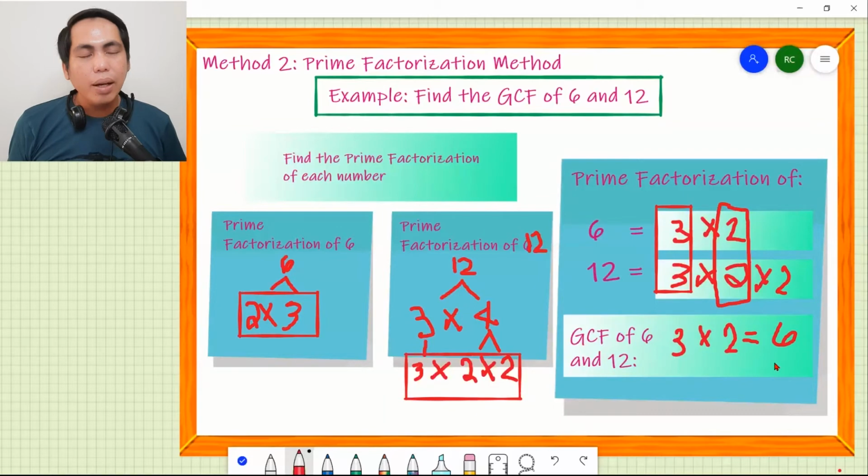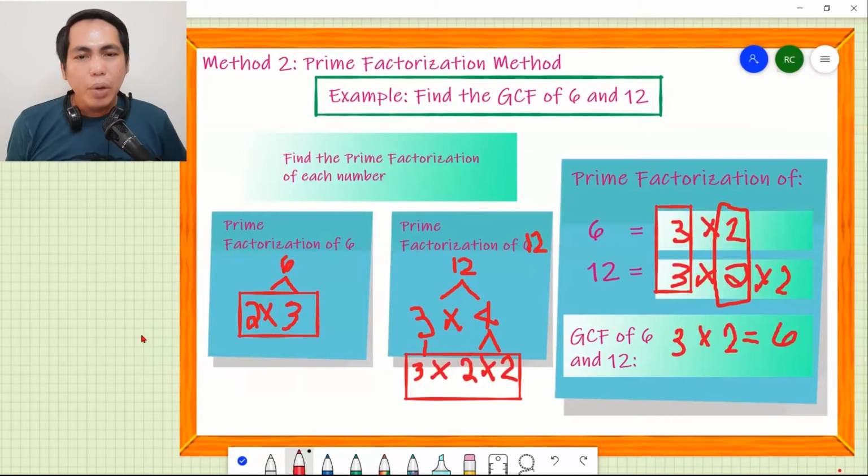What if we don't have a common prime factor? Okay, let's say we have here 5 and 12. So if we look at 5 and 12, we don't have a common prime factor for 5 and 12. So if we don't have a common prime factor, automatically 1 becomes the greatest common factor, because we know for a fact that 1 is a factor of any number.